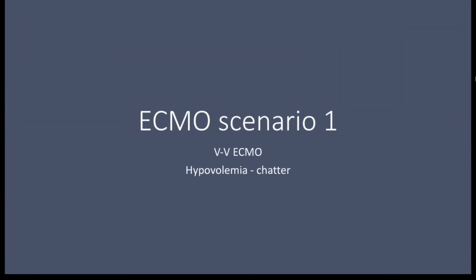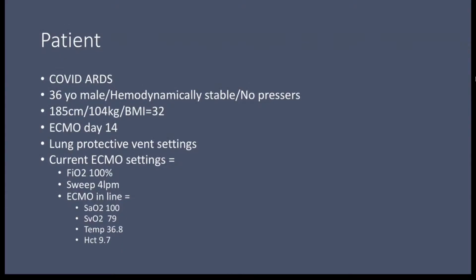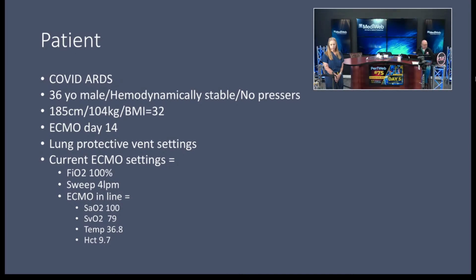Excellent. Thank you. So the first scenario is VV ECMO with hypovolemic chatter. The patient is a COVID ARDS patient, 36-year-old male, hemodynamically stable, not on any pressors, 185 centimeters, 104 kilograms with a BMI of 32. They have been on ECMO for 14 days. Their vent, which we'll show you, is on lung protective vent settings, but their compliance is very poor on their lungs.